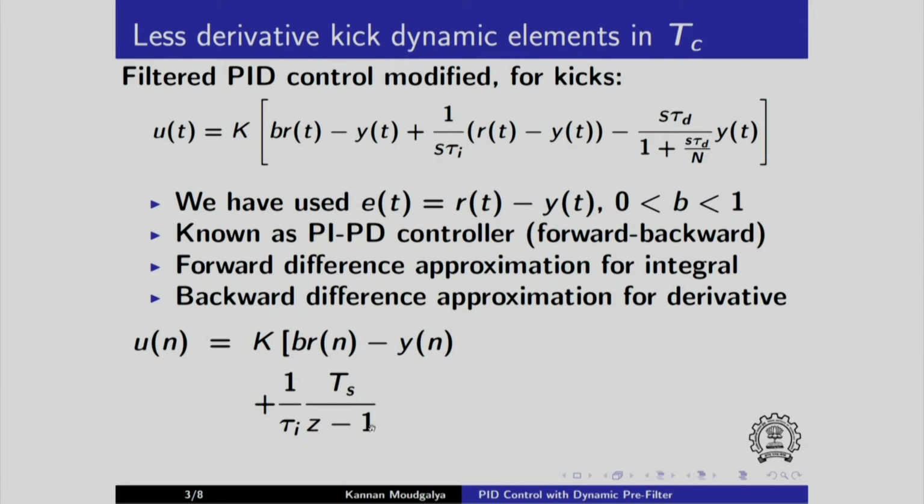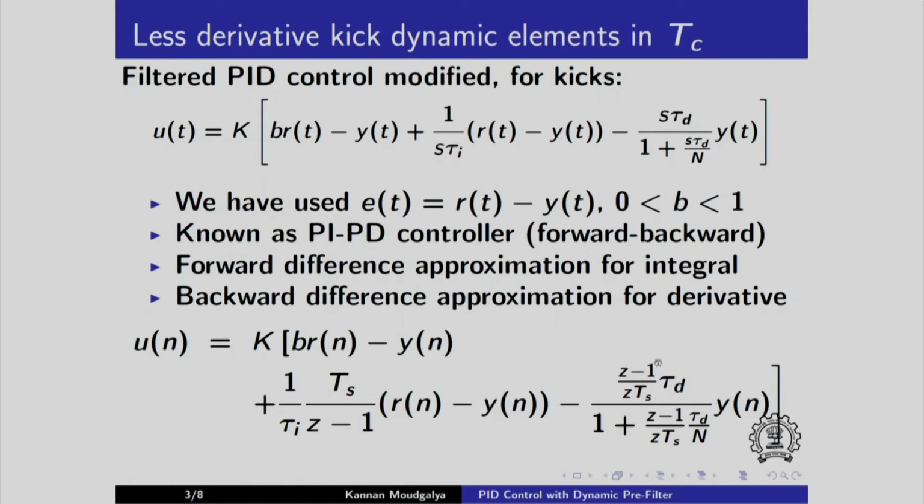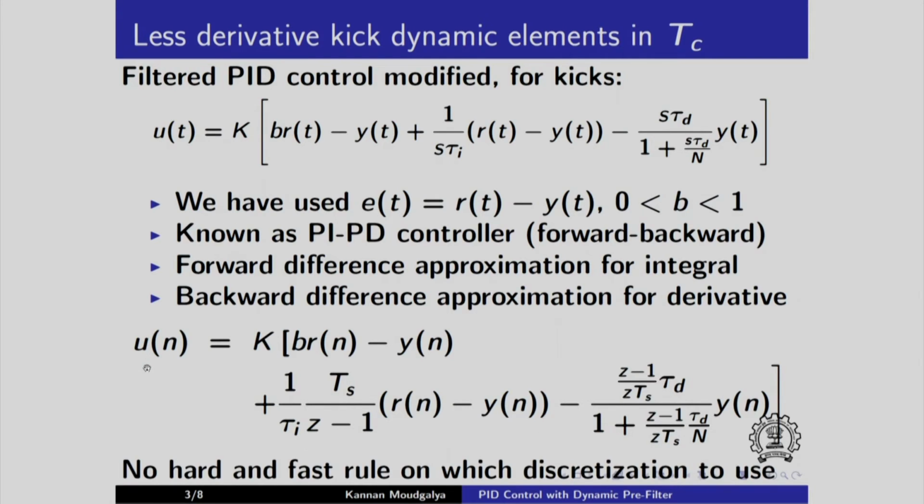So I get this forward difference approximation times 1 over tau I from here times R(n) minus Y(n) minus, I need to substitute for s in these two places using backward difference approximation. So here is the backward difference approximation for s, and then I complete this control law. There is no hard and fast rule on which discretization to use. Here I have used the same approximation used by Astrom and Wittenmark.